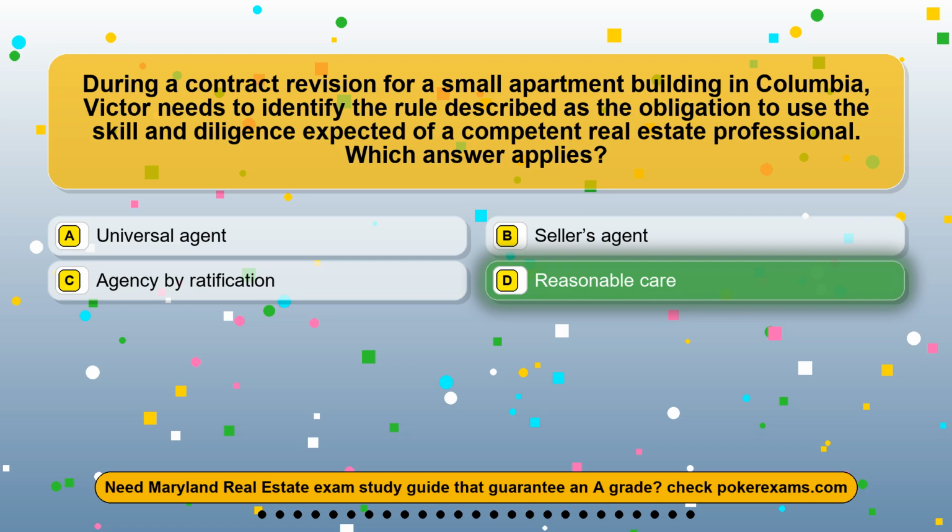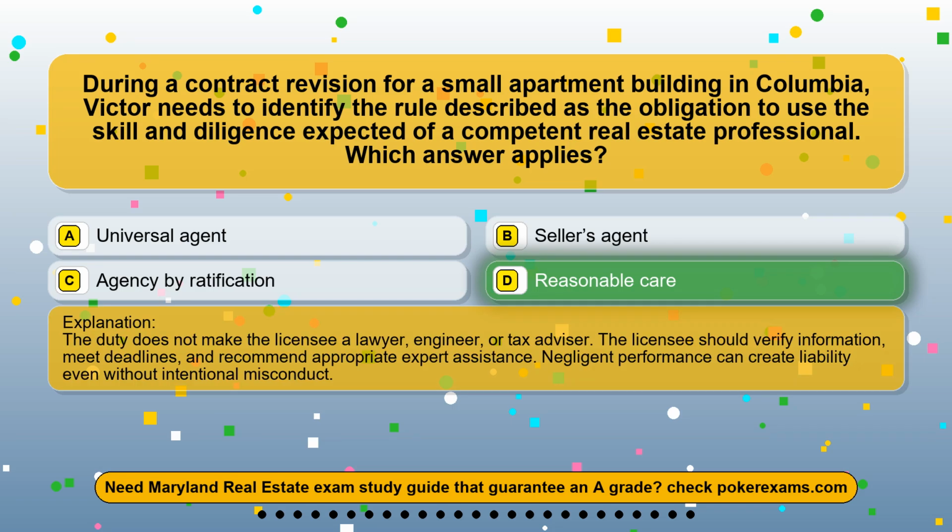The correct answer is option D, reasonable care. The duty does not make the licensee a lawyer, engineer, or tax advisor. The licensee should verify information, meet deadlines, and recommend appropriate expert assistance. Negligent performance can create liability even without intentional misconduct.